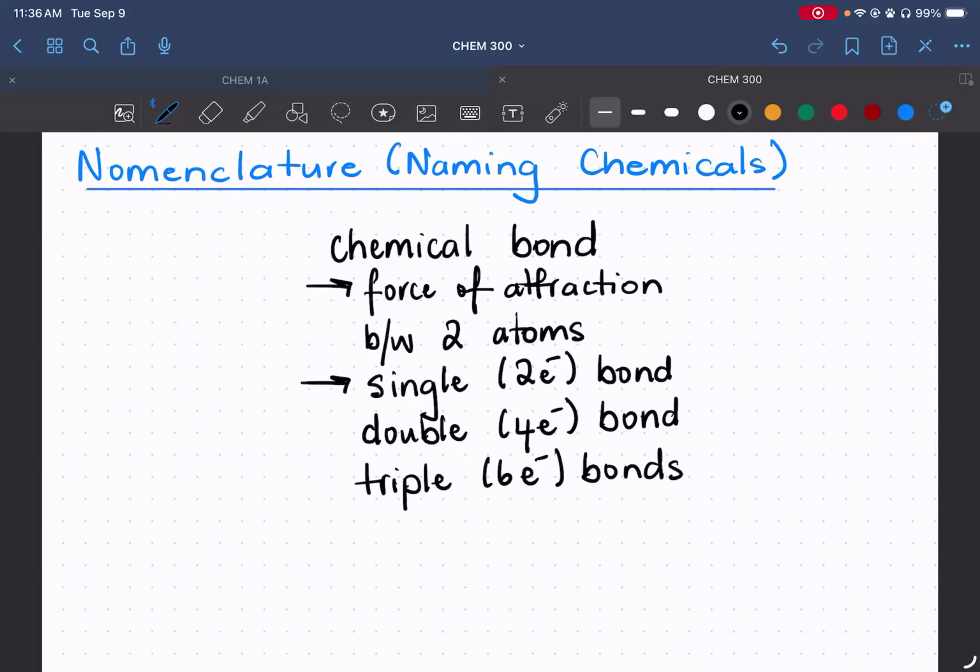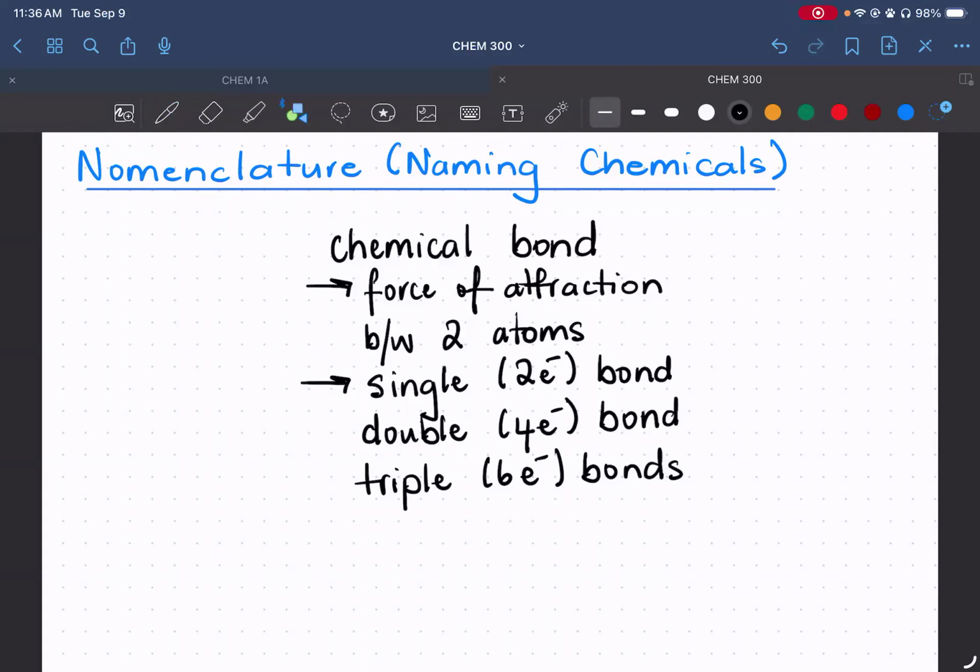Although quadruple bonds do exist, they are an active area of research, so they have not entered the general curriculum or lexicon for us to talk about. So we will only really encounter single, double, and triple bonds in Chem 300, but do know that quadruple bonds do exist. They're just very rare.